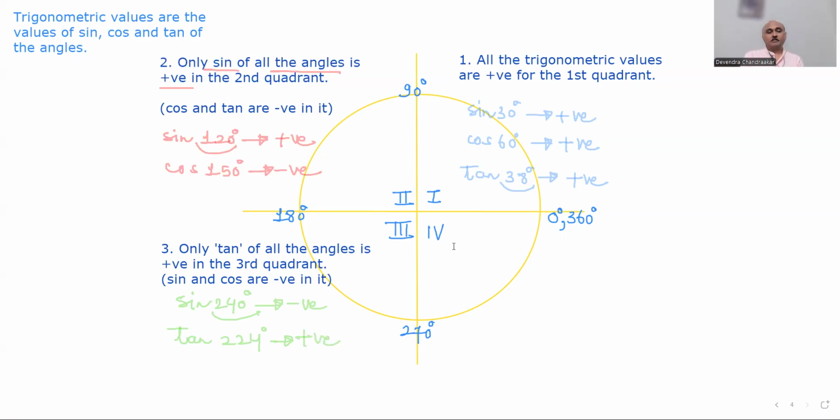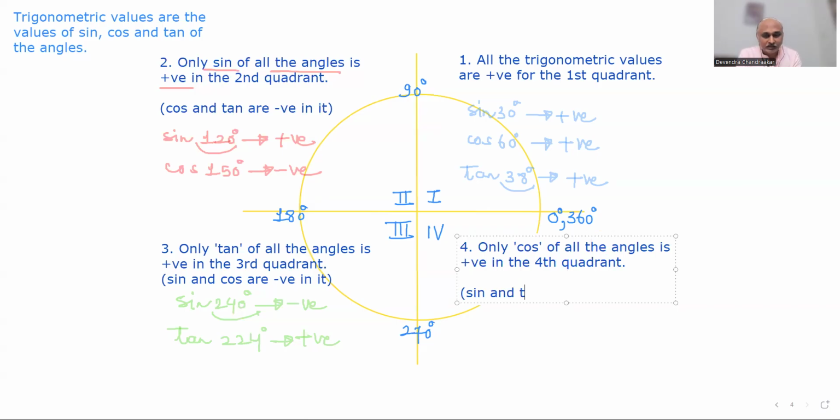Now comes the next part. If you are not able to understand, you have to ask me, okay? If you have understood, we will move ahead. Only cos of all the angles is positive in the fourth quadrant. What does this mean? Sin and tan are negative in it.